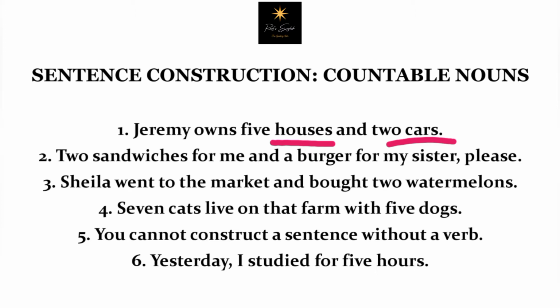So that's countable. Number 2, 2 sandwiches for me and a burger for my sister, please. 2 sandwiches for me. How many sandwiches for you? 2 for me and a burger. 1 burger for my sister, please. Thank you. Right. Number 3, Sheila went to the market and bought 2 watermelons. She bought how many? 2.